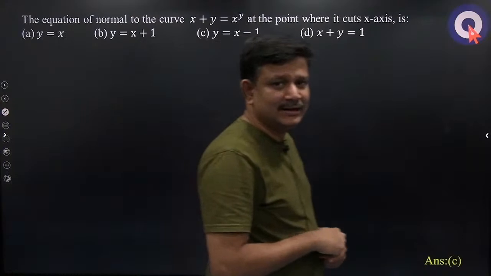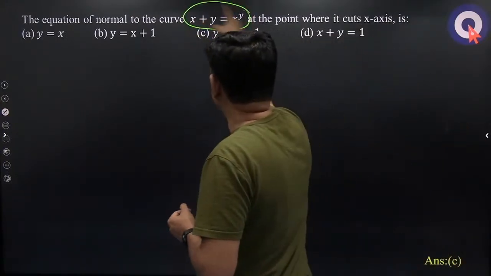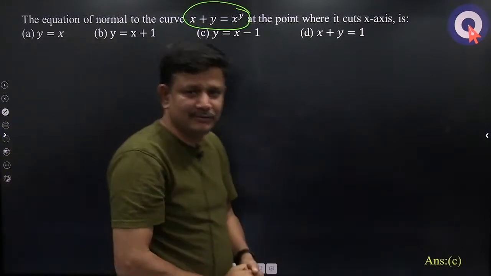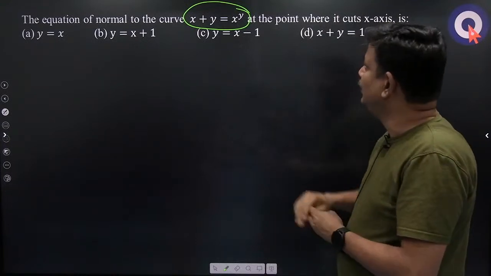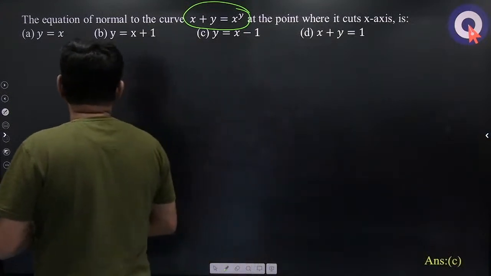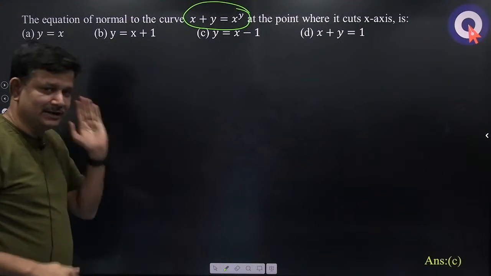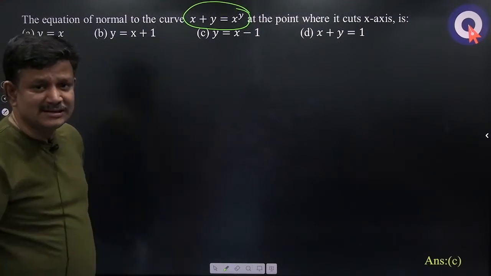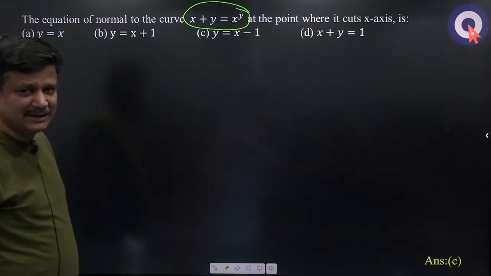Next part, interesting thing: given an implicit equation. This is not in the form y is equal to f(x); it is a combination of both x and y. So in such cases, how do you find the equation of the tangent? Here, without any simplification, we will directly go for differentiation with respect to x.